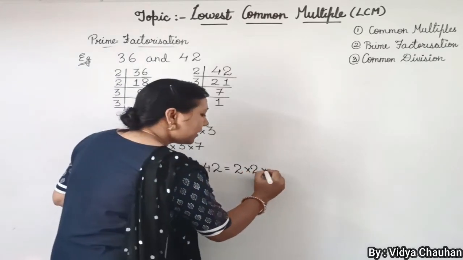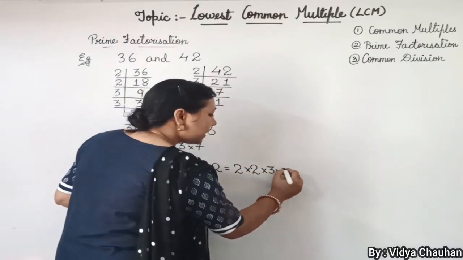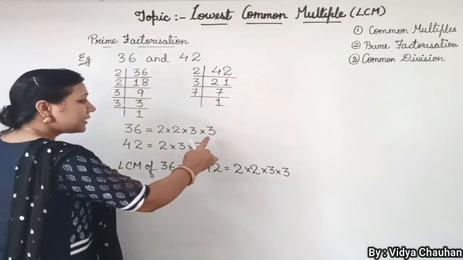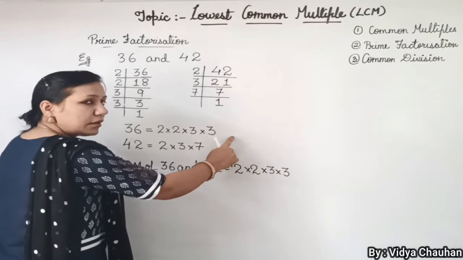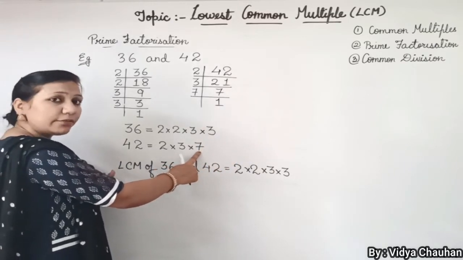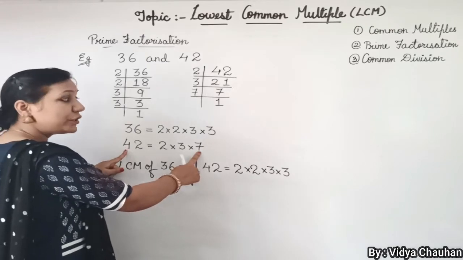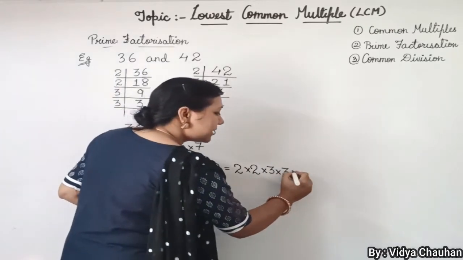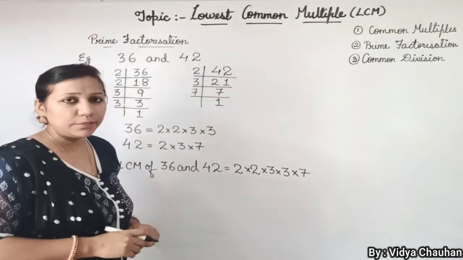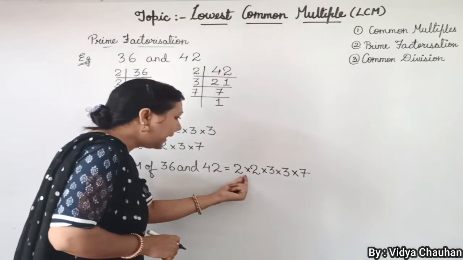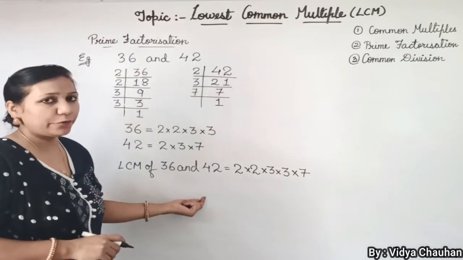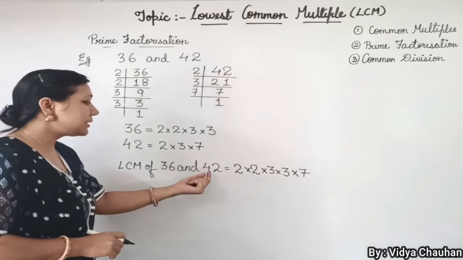So how many times will I write it? The maximum number of times, that means 2 times. Clear, students? Next, do we have any other number here? No. But yes, we have a number, that means a factor for 42, which is 7. Since 7 appears only 1 time, I will write 7 1 time. Clear? Now multiplying all these values together, you will get the LCM of the numbers 36 and 42.